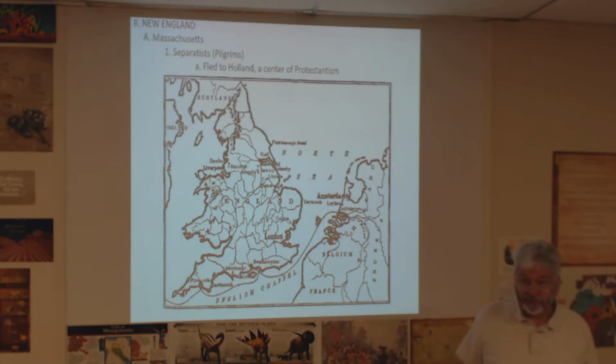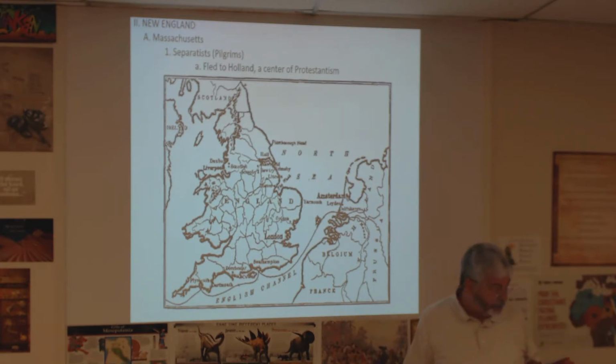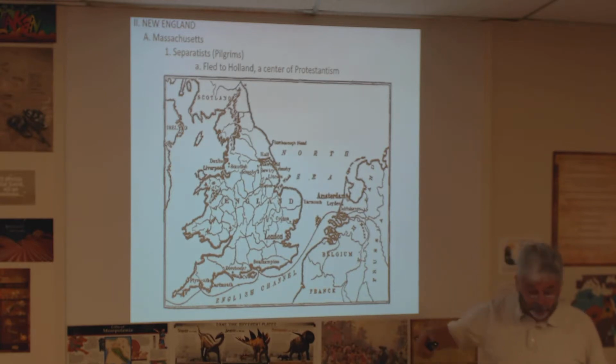Seeking to follow their faith without restrictions, many of them decided to leave England and go to Holland, which was a center of Protestantism in Europe and also a place that allowed many different kinds of Protestants to worship. So you can see they left Scrooby, came down here to the coast, and went over to Holland or Netherlands.